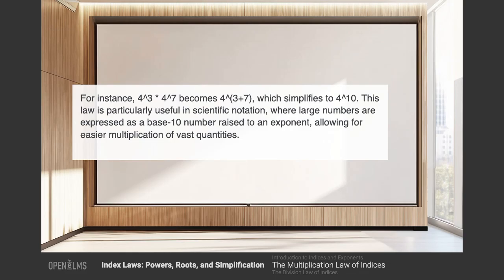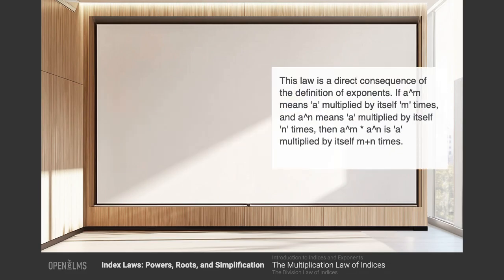This law is particularly useful in scientific notation, where large numbers are expressed as a base 10 number raised to an exponent, allowing for easier multiplication of vast quantities. This law is a direct consequence of the definition of exponents. If a^m means a multiplied by itself m times and a^n means a multiplied by itself n times, then a^m × a^n is a multiplied by itself m plus n times.